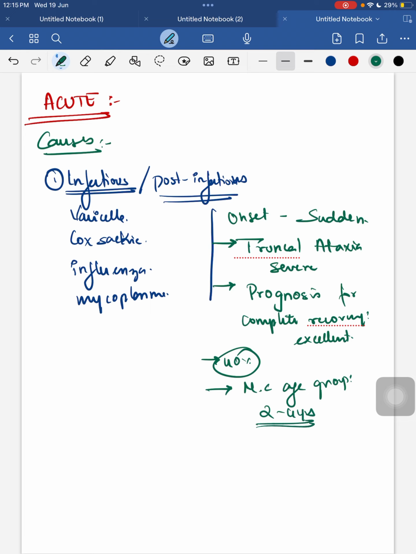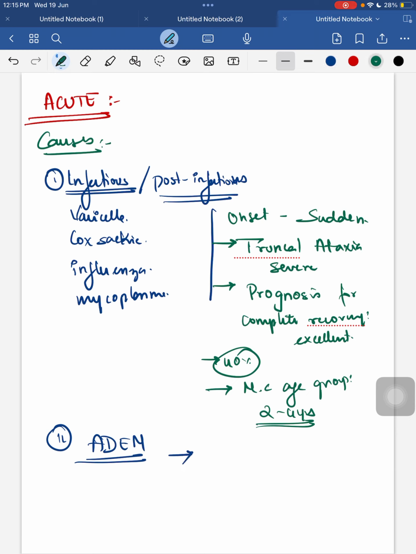So here they are mainly associated with altered sensorium, seizures and multifocal neurological deficits. The treatment here is high dose steroids, which is the treatment of choice.